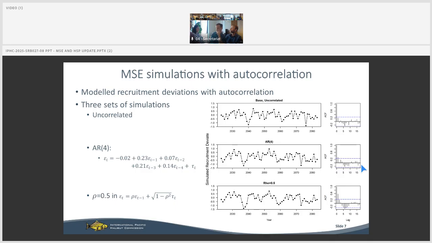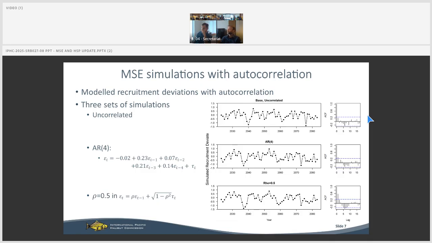So what I thought next was, okay, that's interesting. There may or may not be some autocorrelation in the deviations of recruitment. But now let's take this question at a slightly different angle, and let's ask ourselves, if there was autocorrelation, would that have a big effect on our results? And so we ran 3 different sets of MSE simulations. The top one here is without autocorrelation. So it's just a set of deviates simulated into the future from a log normal.